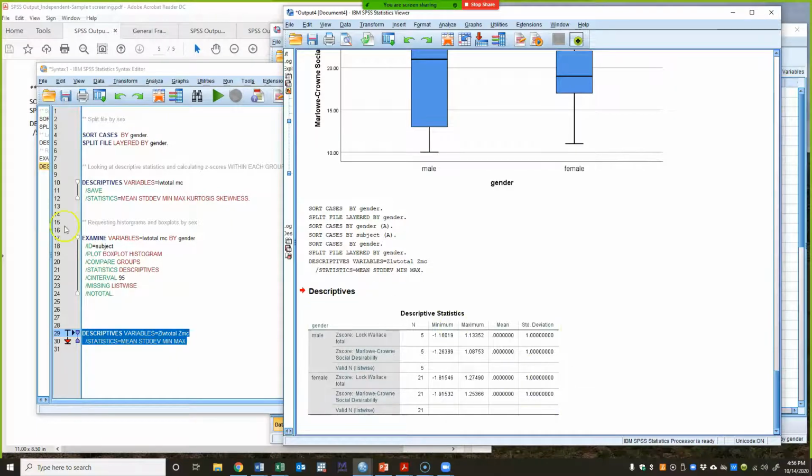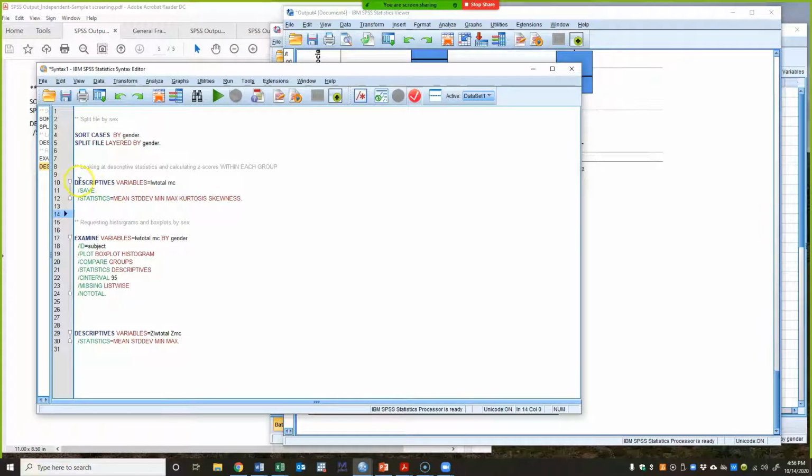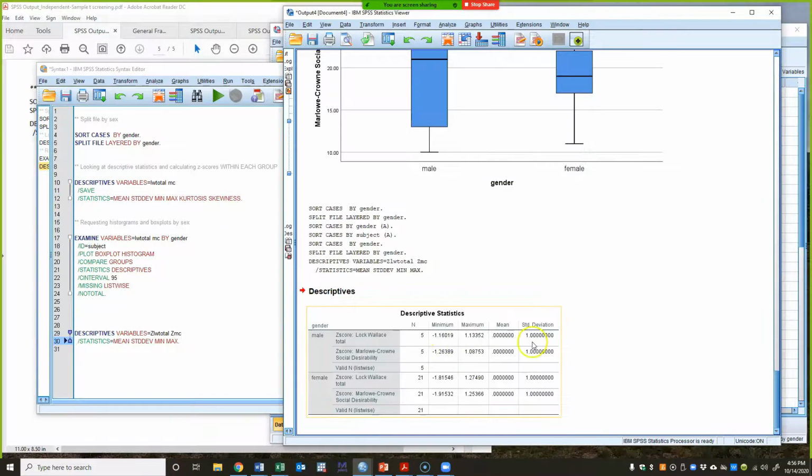When we originally ran this, we split file and then calculated our Z-scores independently for men and women, right? So now, if I look at Z-scores for men and Z-scores for women, I see the mean Z-score of my men is 0, mean Z-score for my women is 0, standard deviation 1, standard deviation 1. That's how I know I've done this correctly, right?